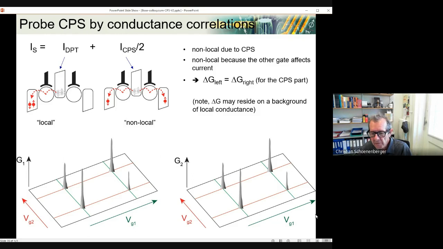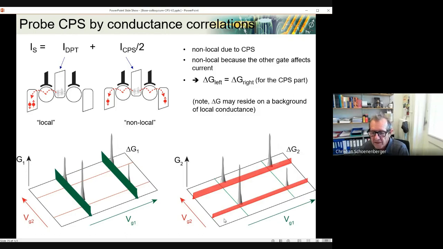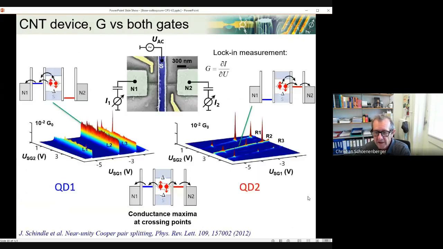And then we would see the same thing on both sides. G1 would look the same as G2, because the two currents should be equal: if an electron goes left, there's another one going right. Unfortunately, there is always some pair current, which gives some background, indicated here by these green bars and these red bars. And that's exactly how the experiment looks. Here the green bar is strong, so that's strong pair tunneling, but you see these spikes coming up. And on the right, it's much better.